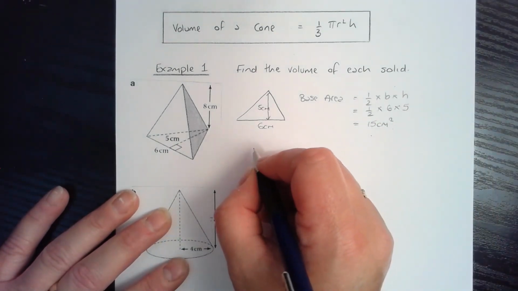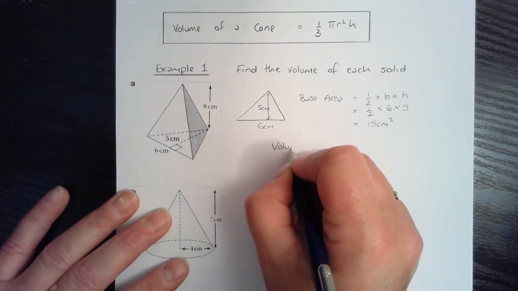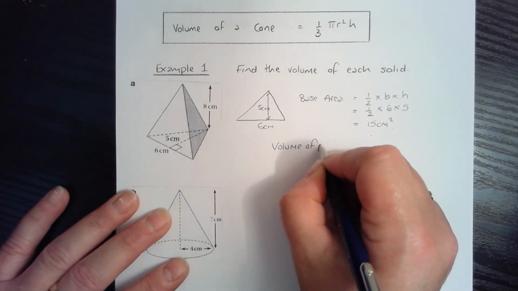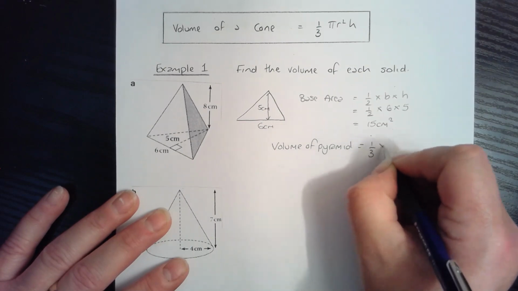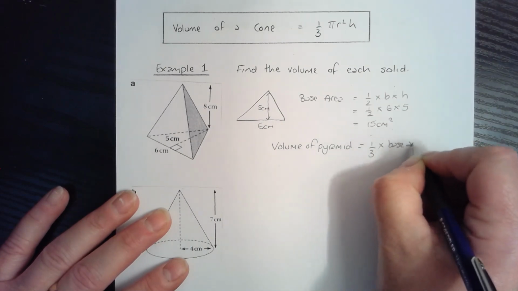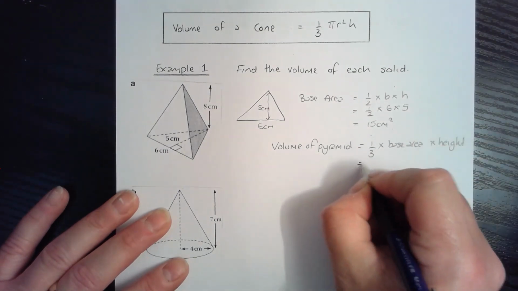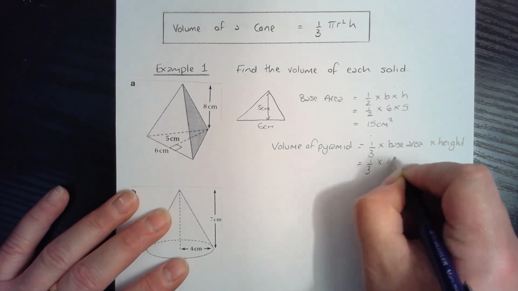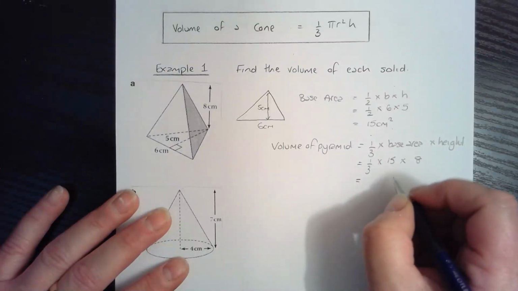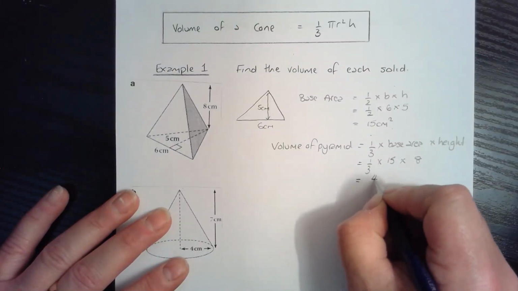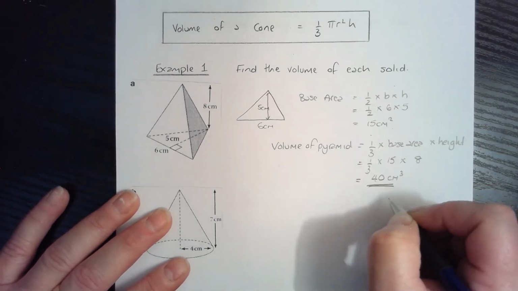Half of 6 is 3, times that by 5 is 15. So the volume of the pyramid is 1/3 times by the base area times by its height, which here is going to be 1/3 times by 15 times by its height, which is 8, which gives me 1/3 of 15 is 5, times that by 8 is 40 cubic centimeters. Make sure you get the right units for volume.